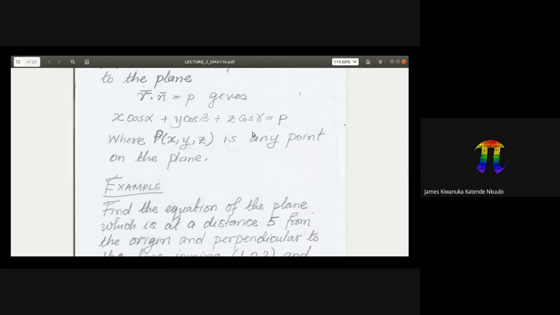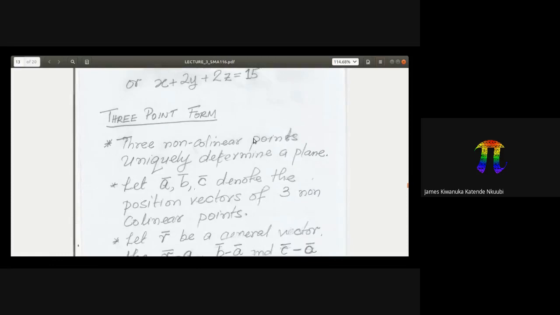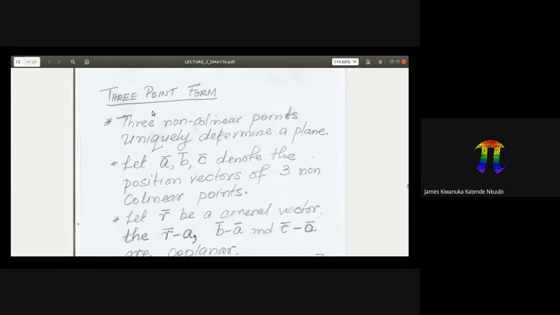I hope you have gotten that. There's another form in which we can represent the plane. Here we use the fact that any 3 points on the plane will uniquely determine a plane. If you have any 3 non-collinear points, they are not on the same line, then they all lie on the same plane. There's only one plane that contains those 3 points. So that's why we say the 3 points uniquely determine a plane.